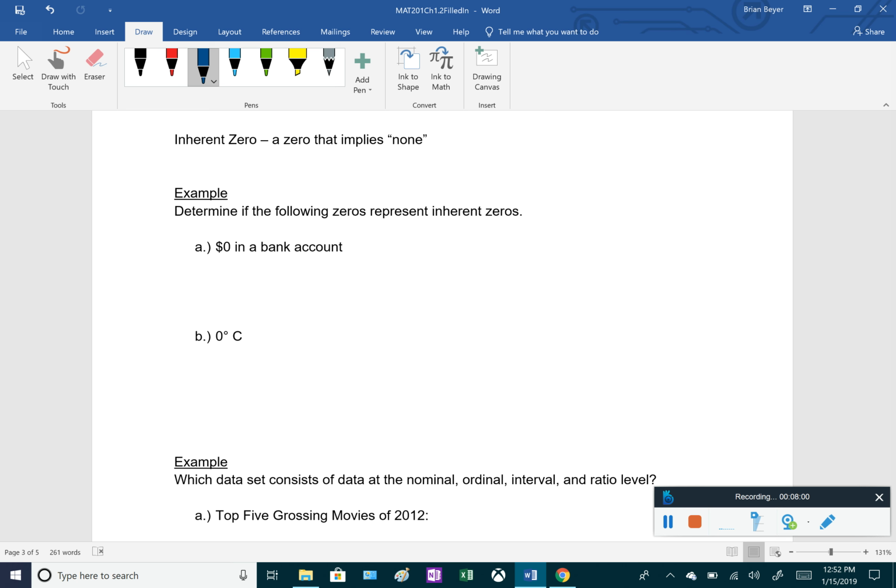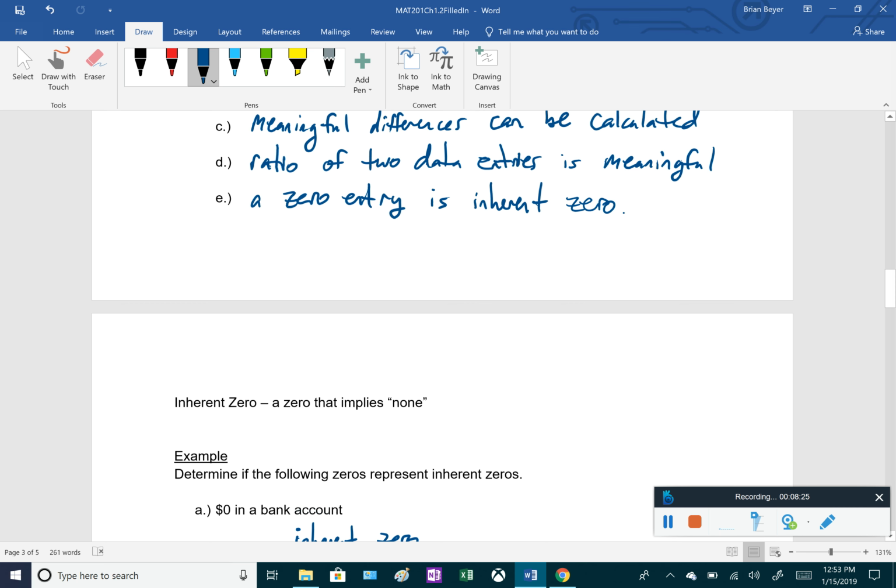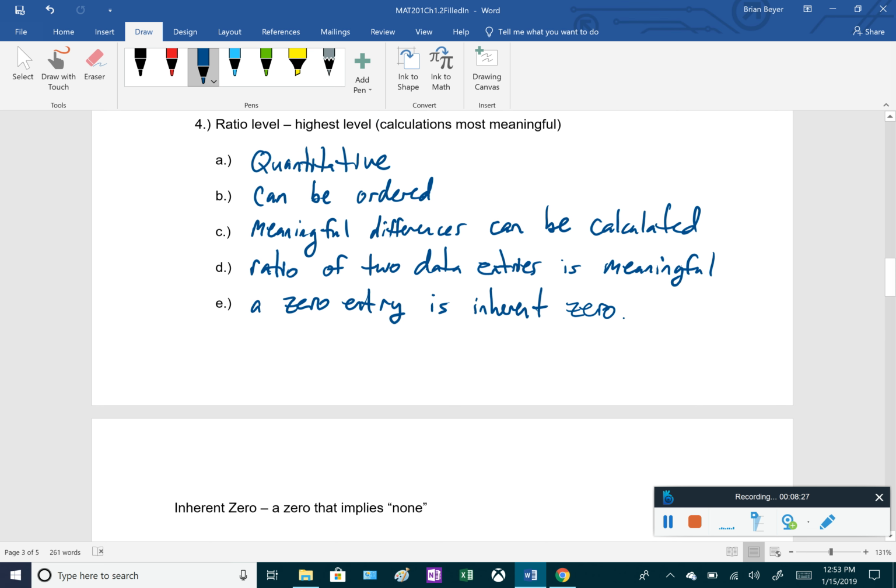So for the first one, if we have $0 in a bank account, we ask ourselves, does $0 mean we have none? Is that 0 a none? That does represent none. That represents no money in a bank account. This is an inherent 0 because it represents none. So if it's an inherent 0, going back up here a little bit, that means it would be at the ratio level.